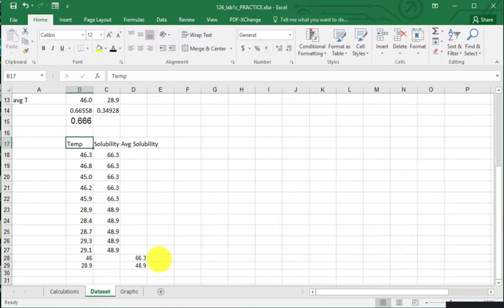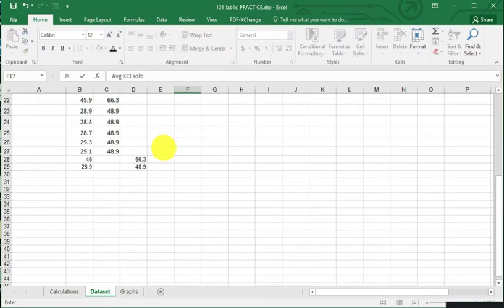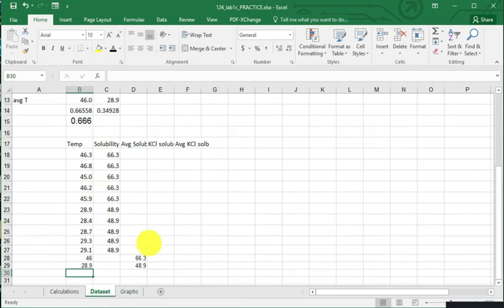Now, if I wanted to put both sodium nitrate and another set of solubility data on the same one, I could make, maybe KCl solubility and average KCl solubility, and I'd have to put all of the individual temperatures for KCl, and then all of their solubilities would go in this column, and then for the average it would be over here. But I'm just going to make one graph. So delete that.